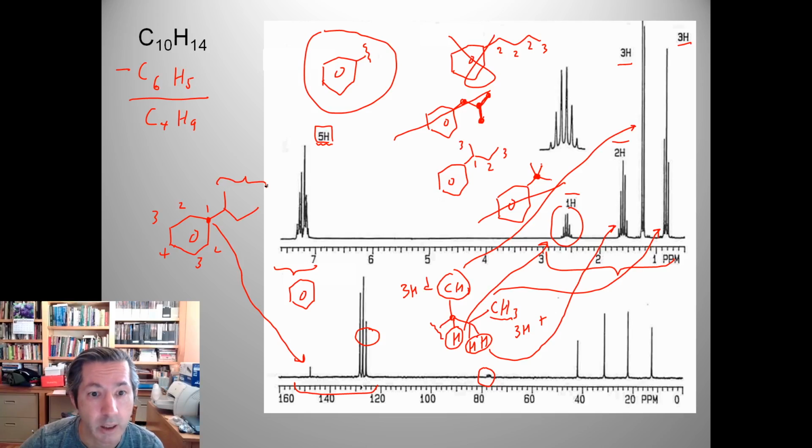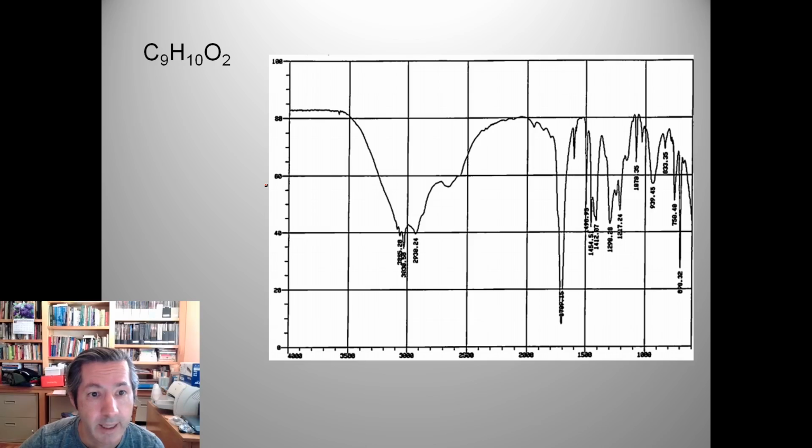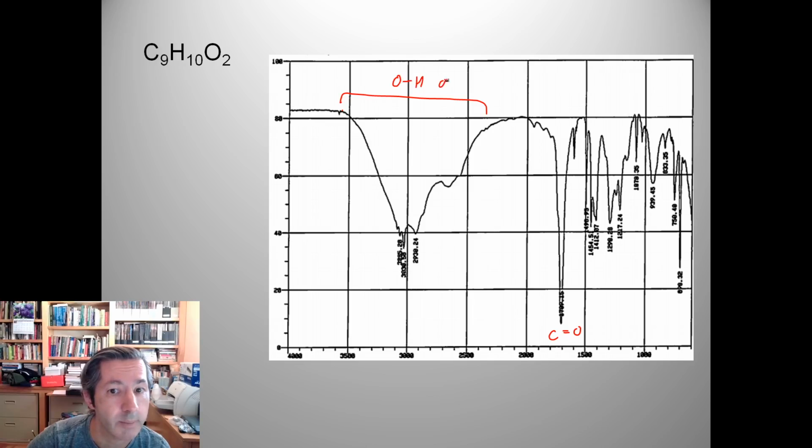Let's take a look at our next structure. So this one's C9H10O2. So we got a couple oxygens showing up here. Now one thing I want to point out here, we have a pretty well defined carbonyl. So we got a CO double bond. That can account for one of our oxygens. The other thing we have is a very broad absorbance that goes from about 3500 to 2500. That is the OH of a carboxylic acid, which is a very broad absorbance.